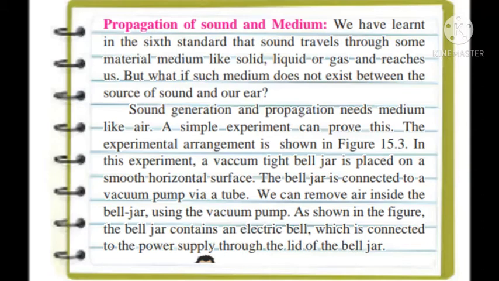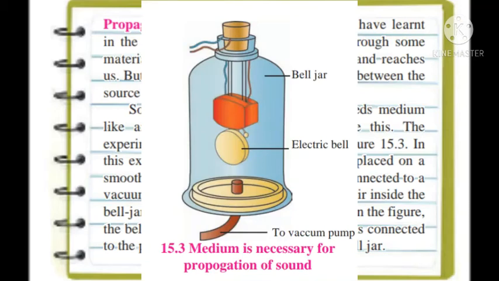A simple experiment can prove this. The experimental arrangement is shown in the picture. In this experiment, a vacuum-tight bell jar is placed on a smooth horizontal surface. The bell jar is connected to a vacuum pump via a tube. We can remove air inside the bell jar using the vacuum pump. As shown in the picture, the bell jar contains an electric bell which is connected to the power supply through the lead of the bell jar.